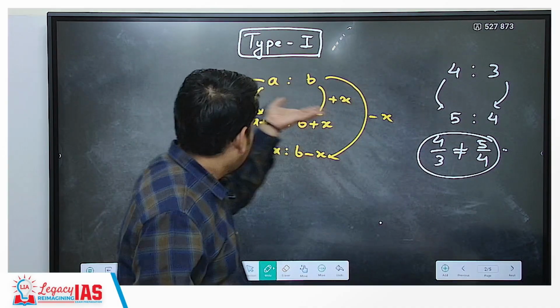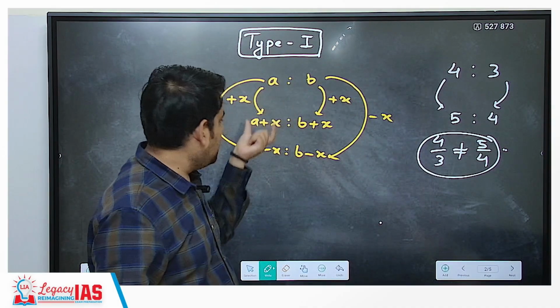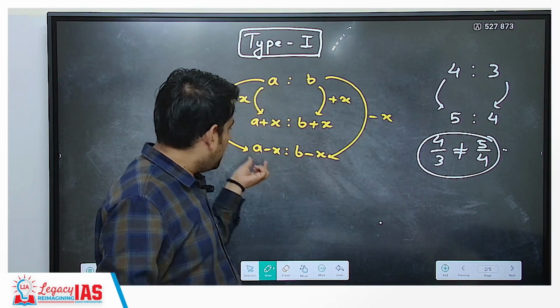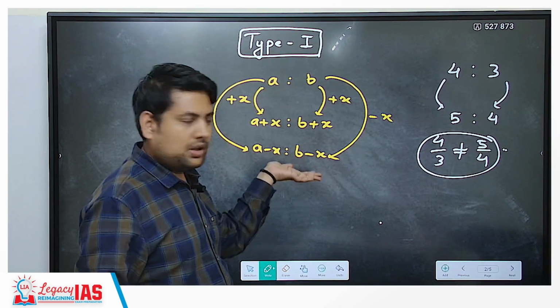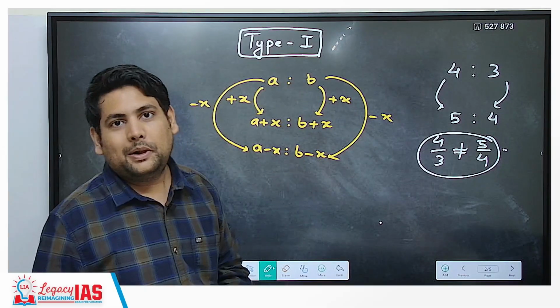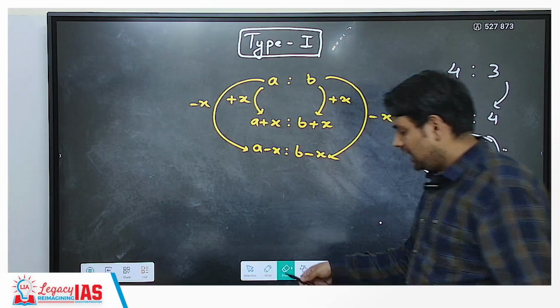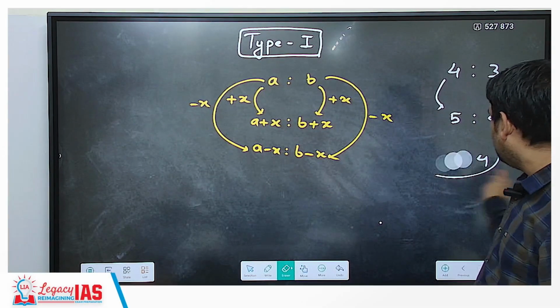So, A ratio B and A plus X ratio B plus X won't be the same. A ratio B and A minus X ratio B minus X won't be the same. So, the ratios are not equal, but something is equal. What is equal in all of them? Can you tell?